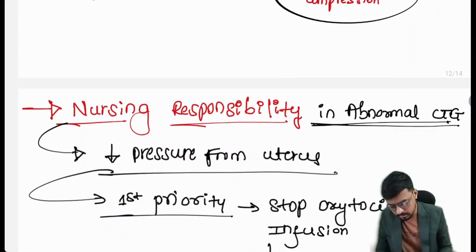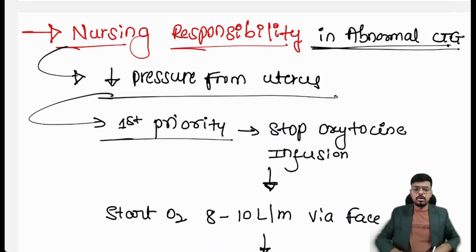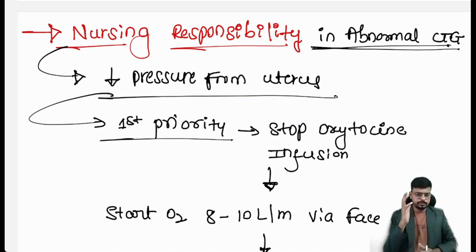Okay, so what are the nursing responsibilities when we get a non-reactive NST, or a non-reactive or non-reassuring cardiotocography? As I told you, the first important thing is that in the cardiotocography the fetal heart rate is varying or decelerating, which is because of increased pressure in the uterus.